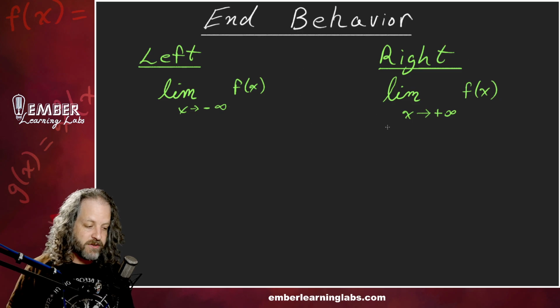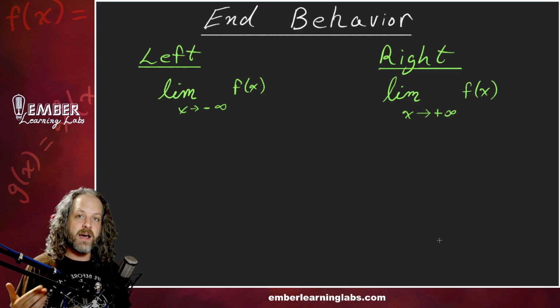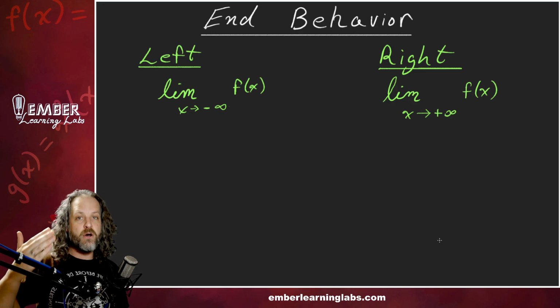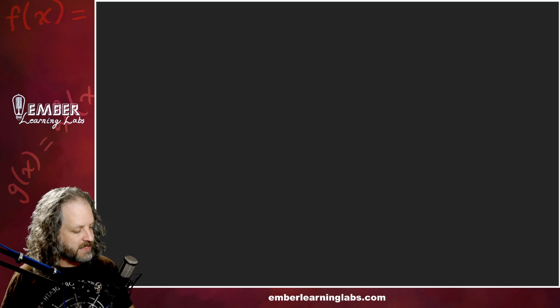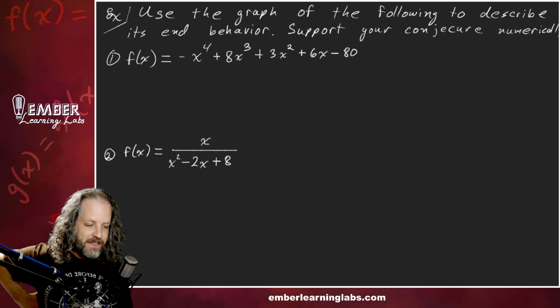And end behavior to the right is the same idea. What is the graph doing as it approaches positive infinity, right? So let's look at a couple of examples, put some meat on that, and then we're going to be good.